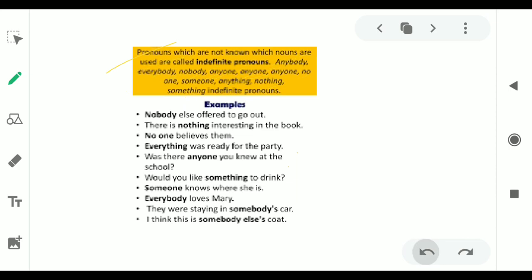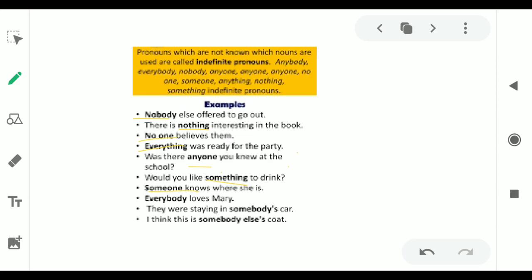Now you can look at the examples given here. Nobody else offered to go out. So nobody is acting as an indefinite pronoun. There is nothing interesting in the book, so nothing is acting as an indefinite pronoun. No one believes them, so no one is acting as an indefinite pronoun. Everything was really ready for the party, so this is an indefinite pronoun. Was there anyone you knew at that school? Anyone is an indefinite pronoun. Would you like something to drink? Something is an indefinite pronoun.